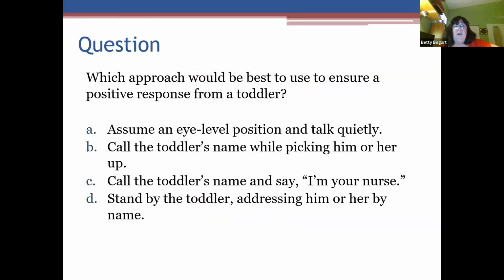So what approach would be best to use to ensure a positive response from a toddler? Isn't it a minimal of that eye level position? Talk quietly. Don't scare that kid. Let them feel that you're calm. You can't pick a kid up. Ain't gonna happen. And I'm your nurse. They're gonna scream and run the other way, and you're never gonna stand above a child.